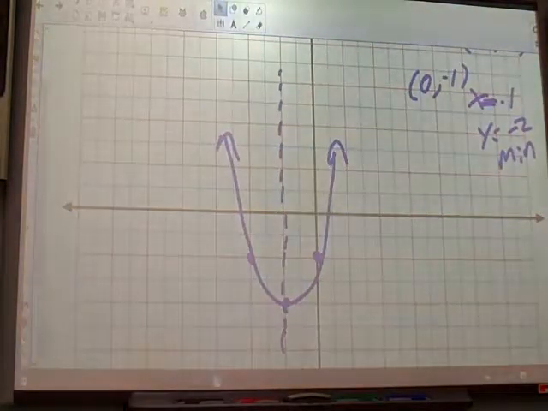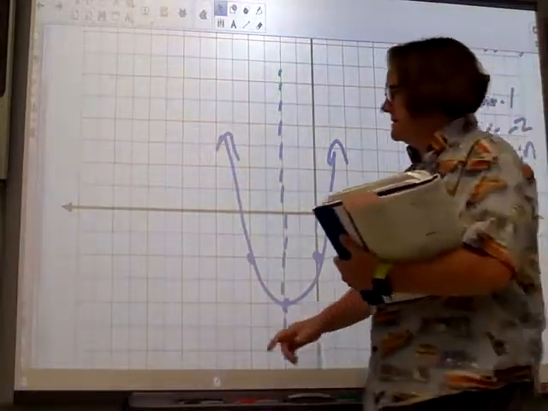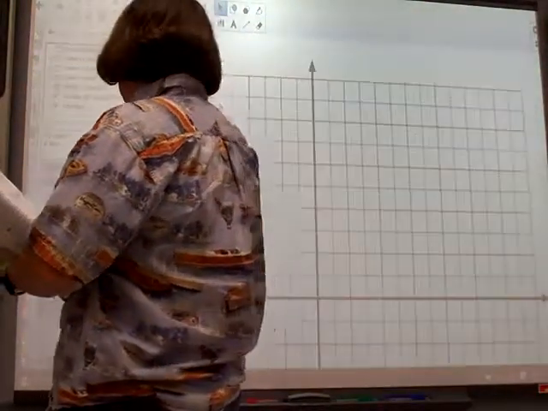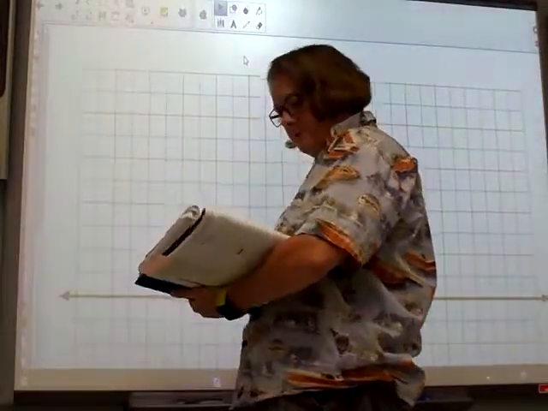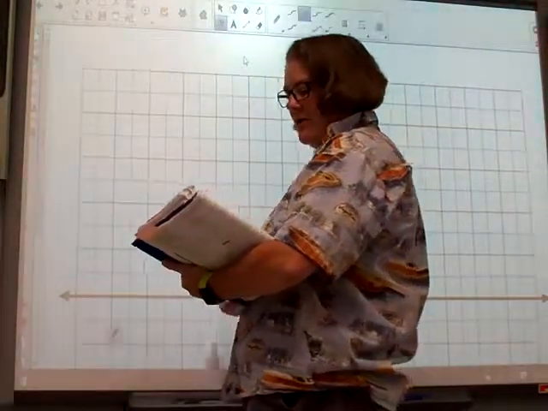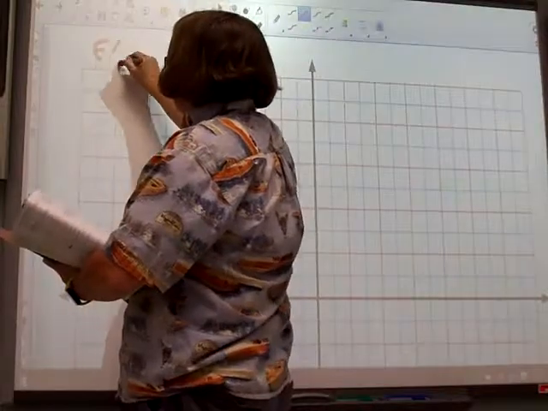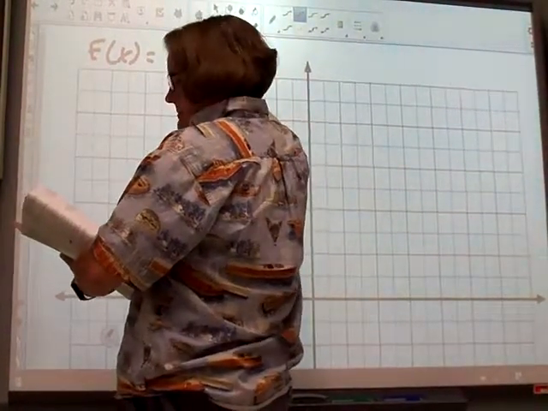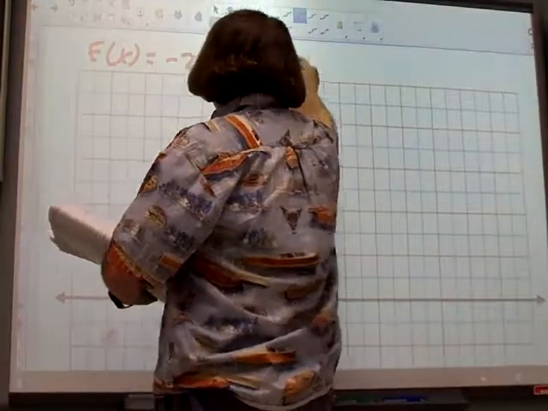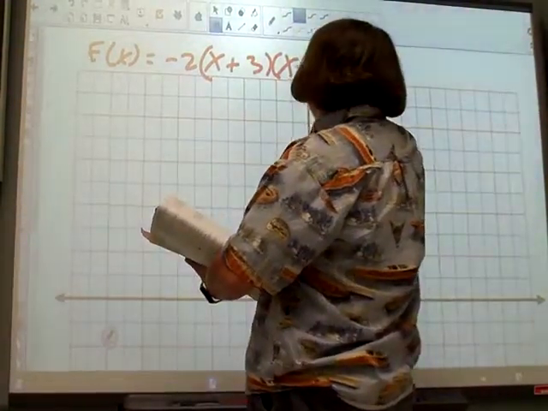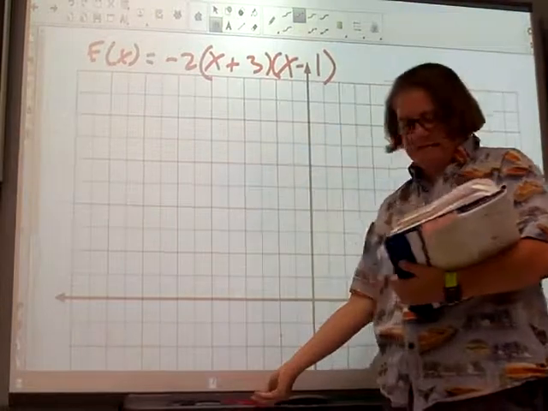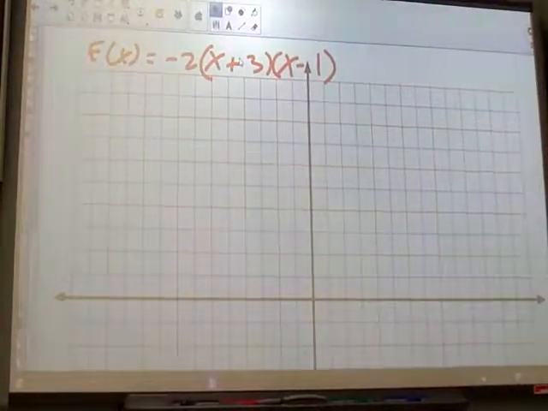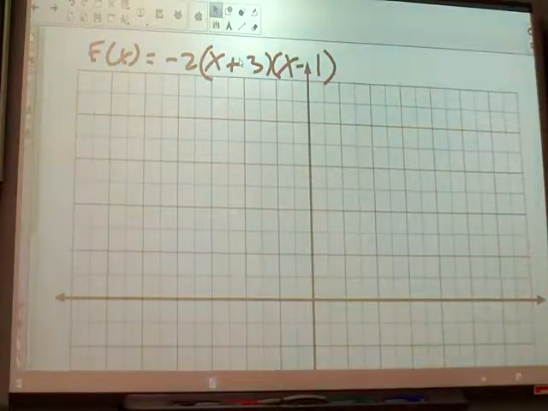All right, last one I'm going to show you today is the intercept form. There's not near the frequency of intercepts that you'll see, but you might see one occasionally. They're easy. Maybe that's why you don't see them as much. So that says f of x equals -2 times x plus 3 times x minus 1.